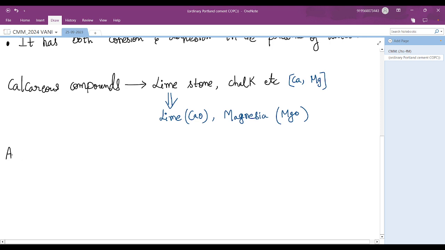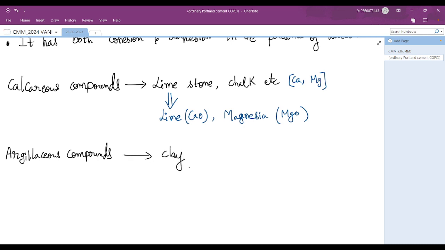So next is argillaceous. Now, common examples of argillaceous compounds are clay, shale, etc. So these are the common examples of argillaceous compounds by which we prepare or manufacture cement.